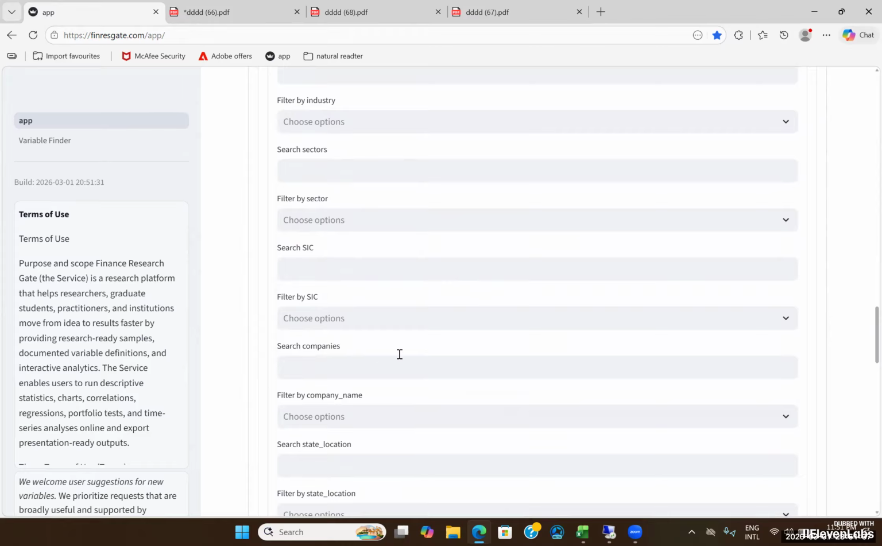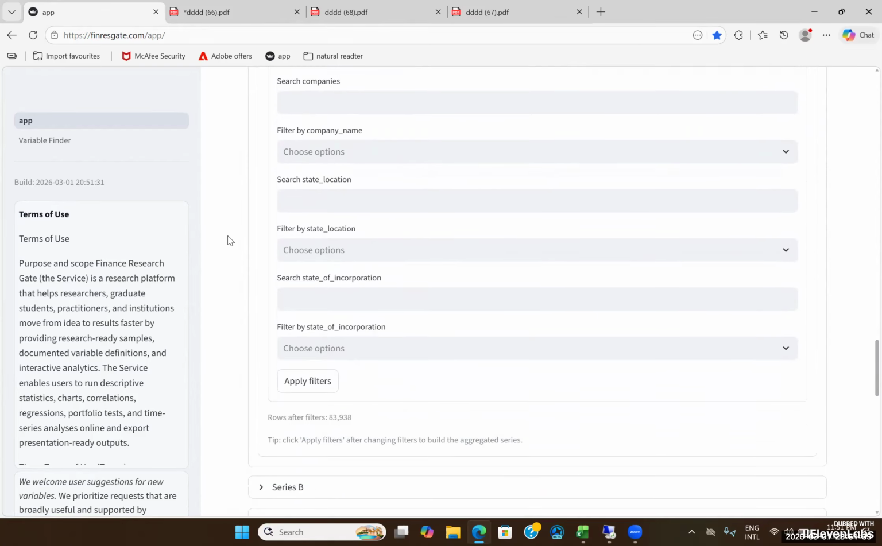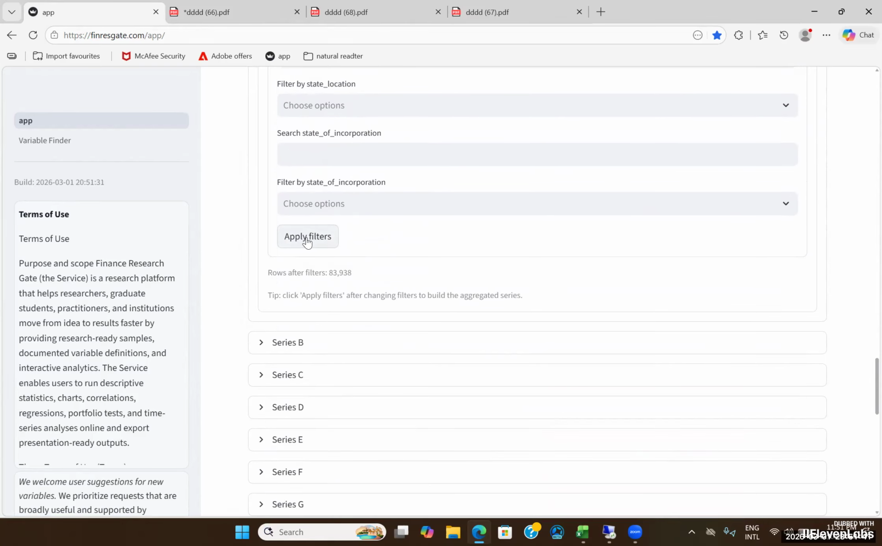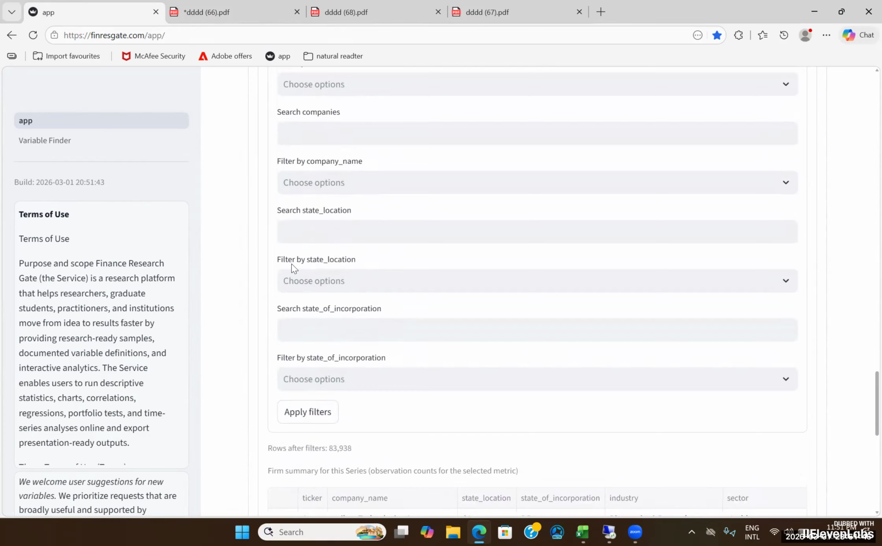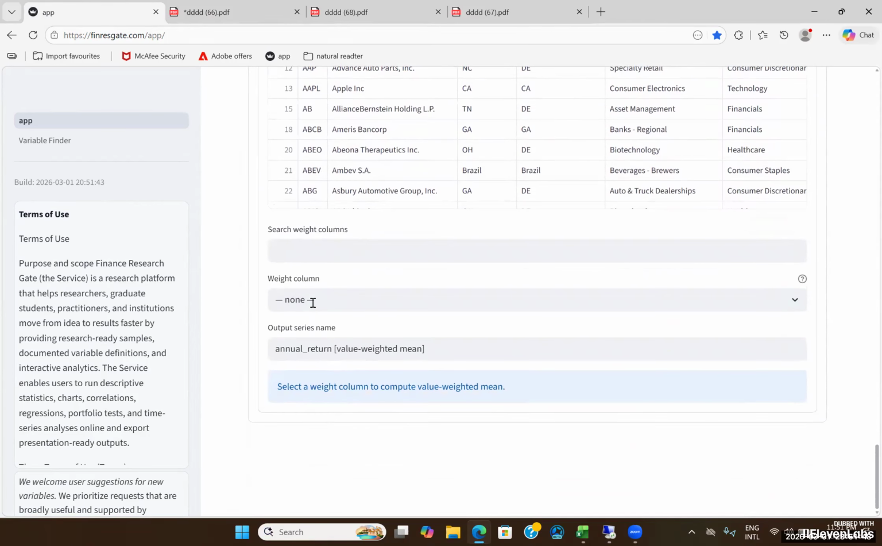Leaving these selection boxes empty by default means we're automatically including all available firms. Then we apply the necessary filters. We should officially call that the annual return. It's already in existence. Okay, that's perfect. However, the variable wasn't actually computed, and that's because we hadn't yet selected the appropriate weight column.